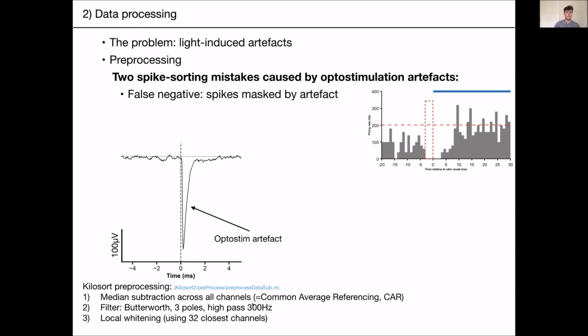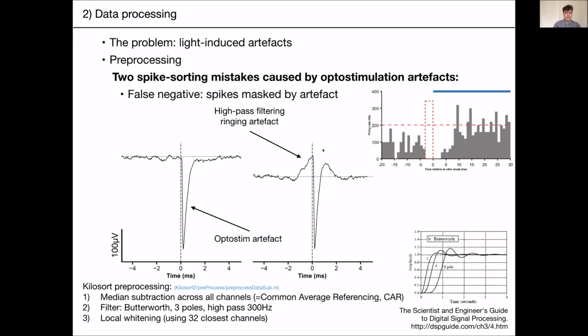It high-pass filters it by default at 300 Hertz, but you can set this parameter, with a Butterworth 3-pole filter, which is done in causal and anti-causal directions. It passes the filter in both directions. I don't know if you know this, but high-pass filtering with a 3-pole filter, when you have a very fast deflection like that, leads to ringing artifacts. Because it's passed in both directions, you will have rebounds happening right before and after the artifact after filtering. If you want to read more about it, I advise this reference, which is quite nice.